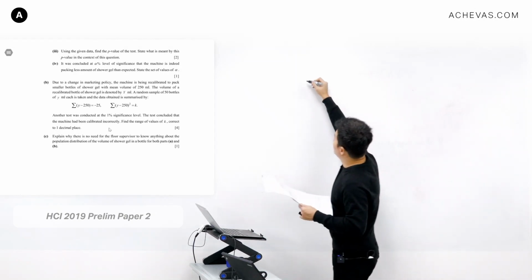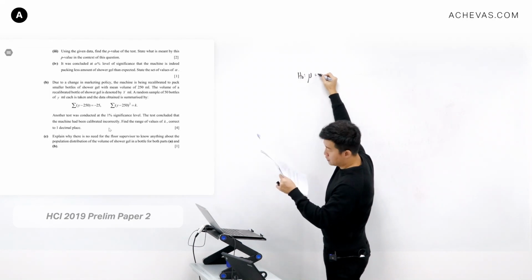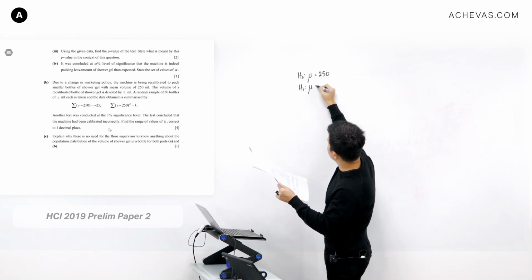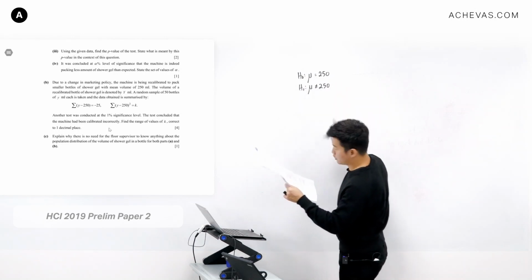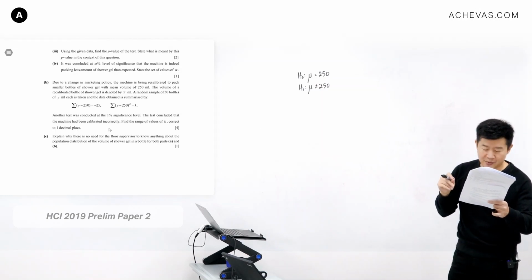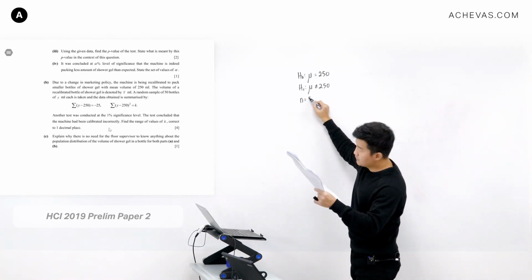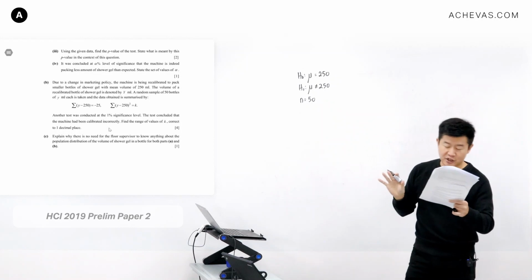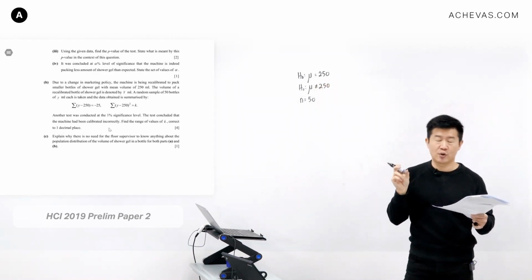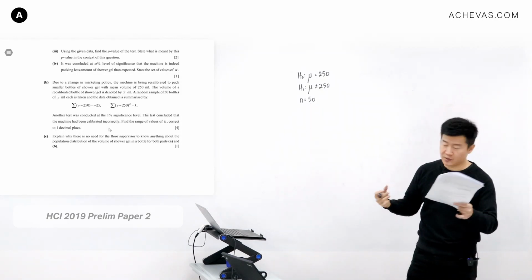So we are looking at H0, where mu is equal to 250, H1, where mu is not equal to 250, because you are trying to test that the machine is calibrated incorrectly. The sample size that we are looking at is 50 here. Nice, because it is not mentioned whether the volume follows a normal distribution. So with n that is 50, I can apply the central limit theorem.